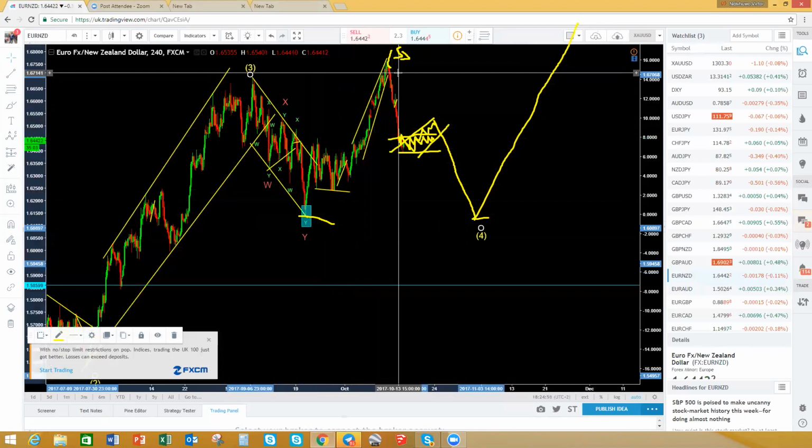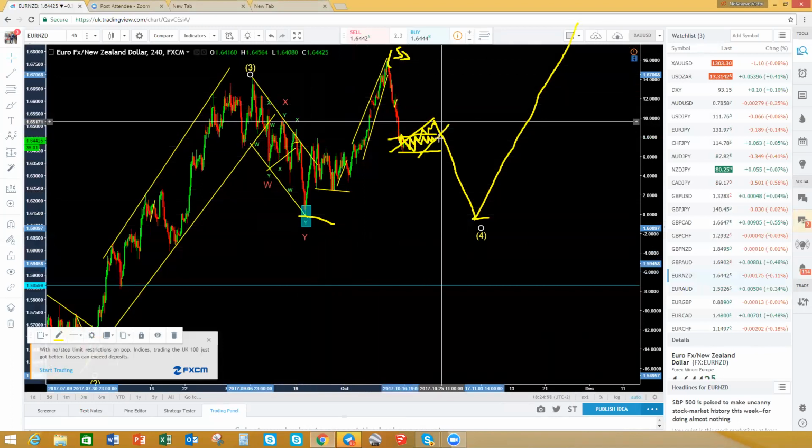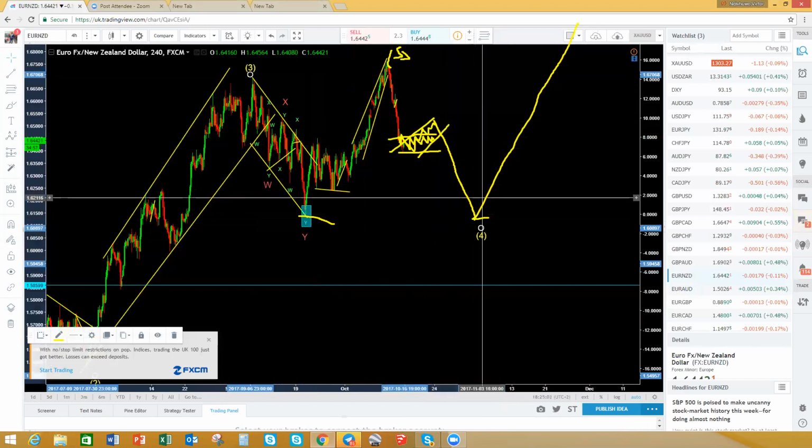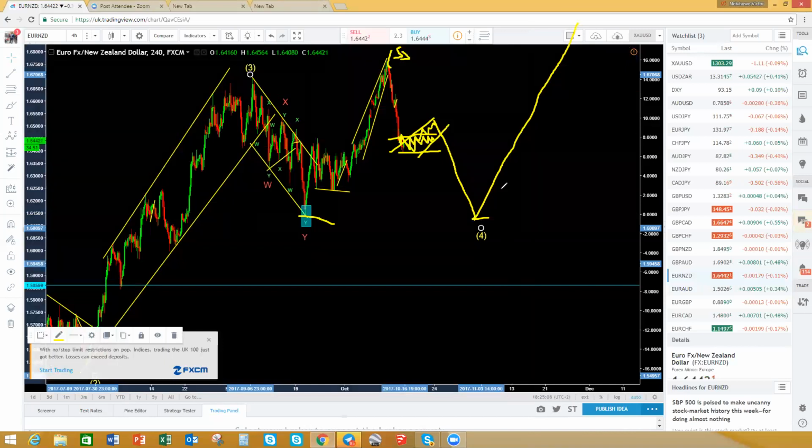Okay. And now it's coming down. So we need to get a corrective flag to come down. When it comes down here, what do we wait for? We wait for an impulse, correction, and then we go.